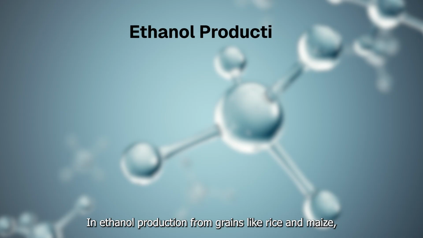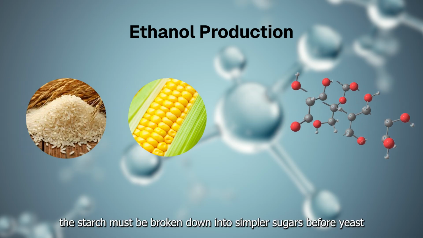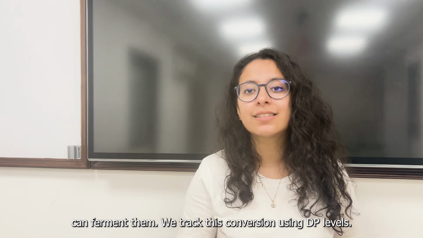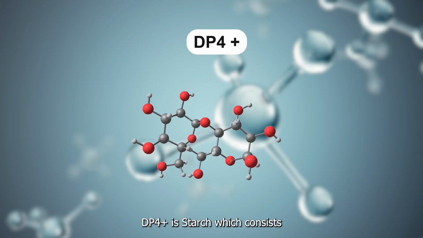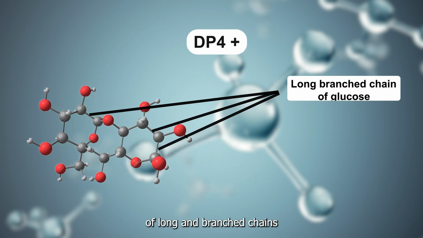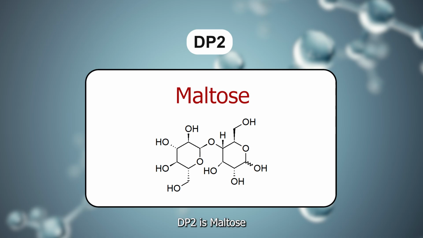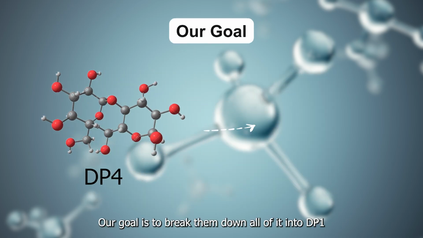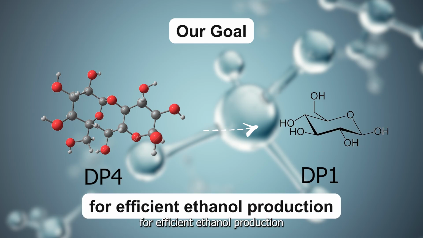In ethanol production from grains like rice and maize, the starch must be broken down into simpler sugars before yeast can ferment them. We track this conversion using DP levels. DP4 plus is starch, which consists of long and branched chains of glucose. DP3 is maltotriose, DP2 is maltose, DP1 is glucose. Our goal is to break all of it down into DP1 for efficient ethanol production.